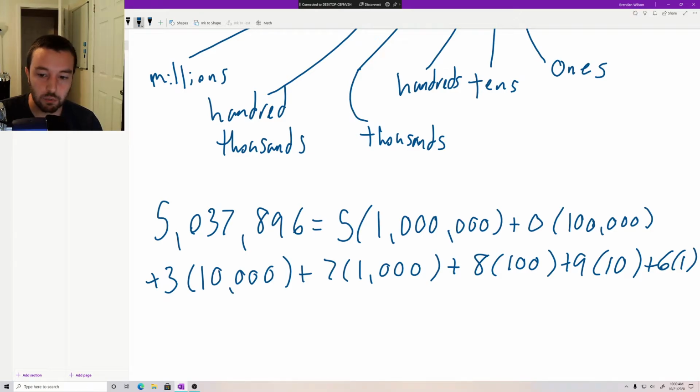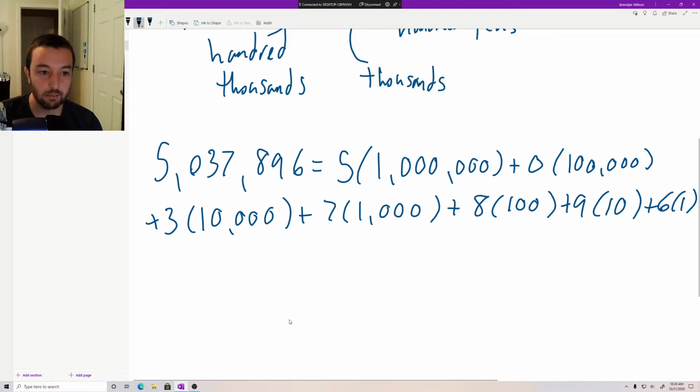We have 6 ones, we have 9 tens, 8 hundreds, 7 thousands, etc. Okay, and we can write it like this. We don't typically write it like this, but this on the left here is really just a more compact way of writing this on the right. Okay. So that's how we named our whole numbers.